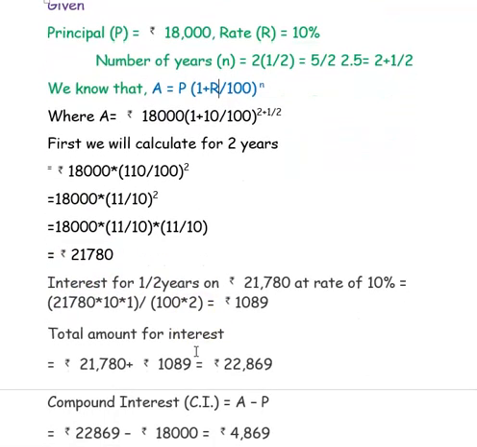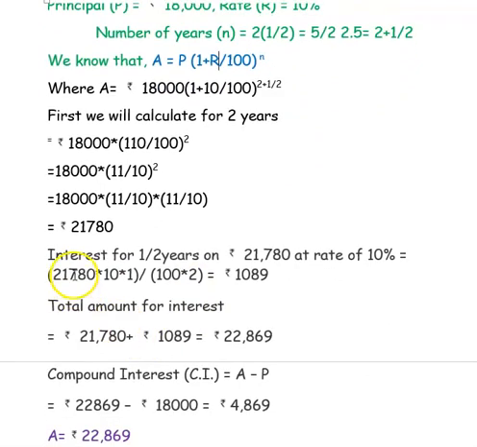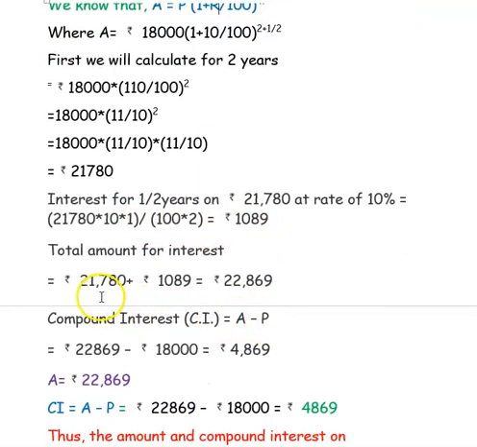Now you have to calculate the amount for the half year. How will you calculate? 21,780 into 10% divided by, half year means 100 divided by 2. So you will get rupees 1,089. So the total amount will be 21,780 plus 1,089. So you will get 22,869. So this is the total amount.